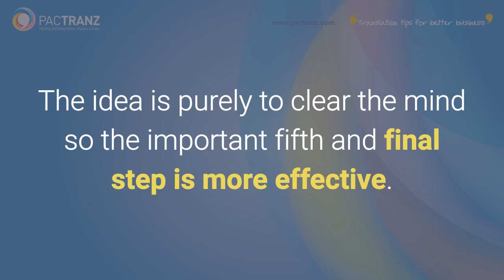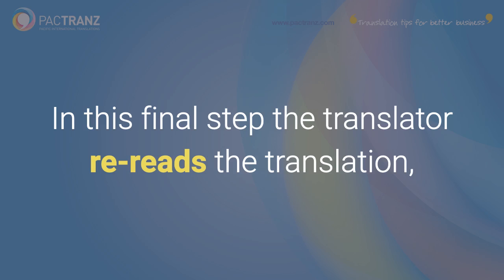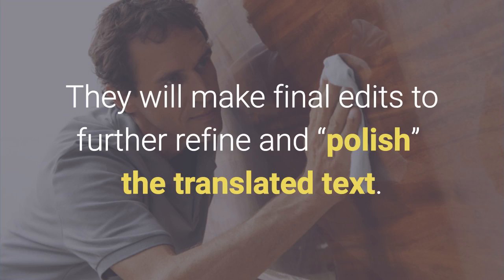The idea is purely to clear the mind, so the important 5th and final step is more effective. Step 5. Final polishing. In this final step, the translator rereads the translation without reference to the source document, looking solely at quality of expression. They'll make final edits to further refine and polish the translation.